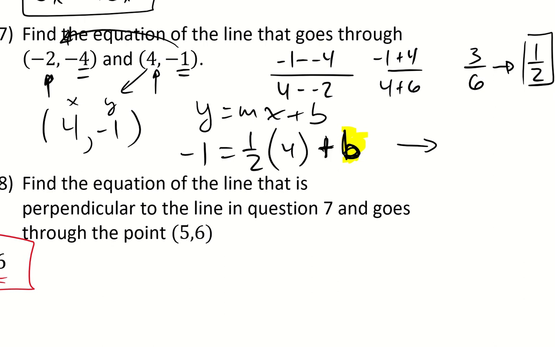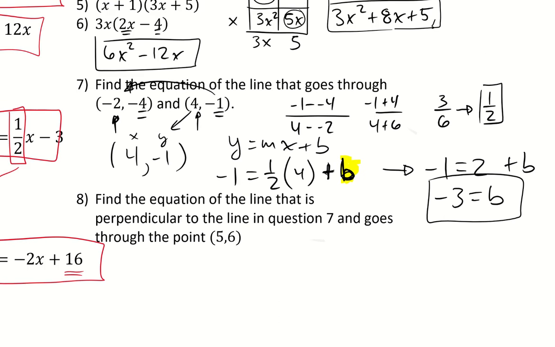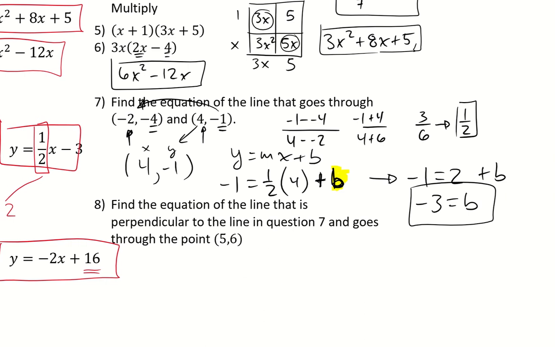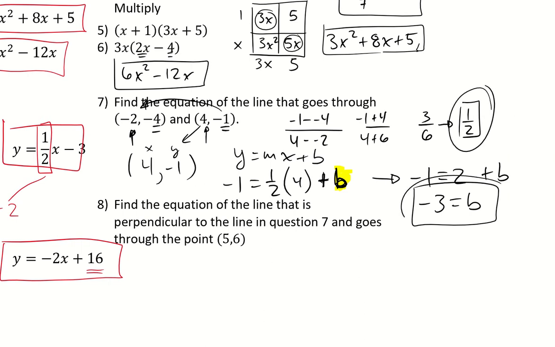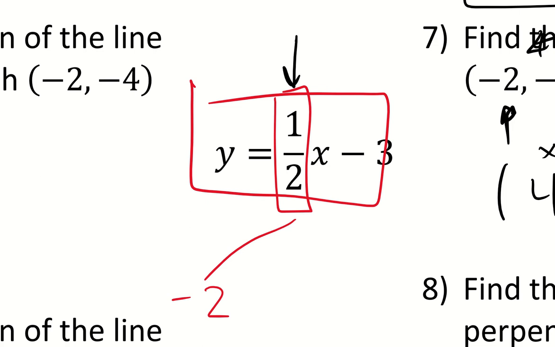So I've got -1 equals 2 plus b. Yeah, 1/2 times 4 is 2. And if I subtract 2 from both sides, I get that -3 is what b is. So at this point, I have the slope and I have the y-intercept. So that means I can write the equation of the line. You can see there's my slope, there's the y-intercept, and this is the answer, right? y equals that slope times x, and then plus this -3.